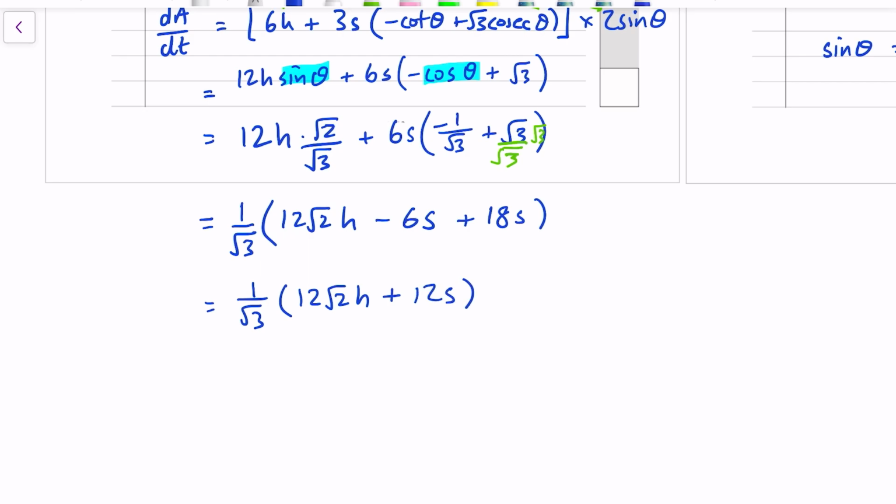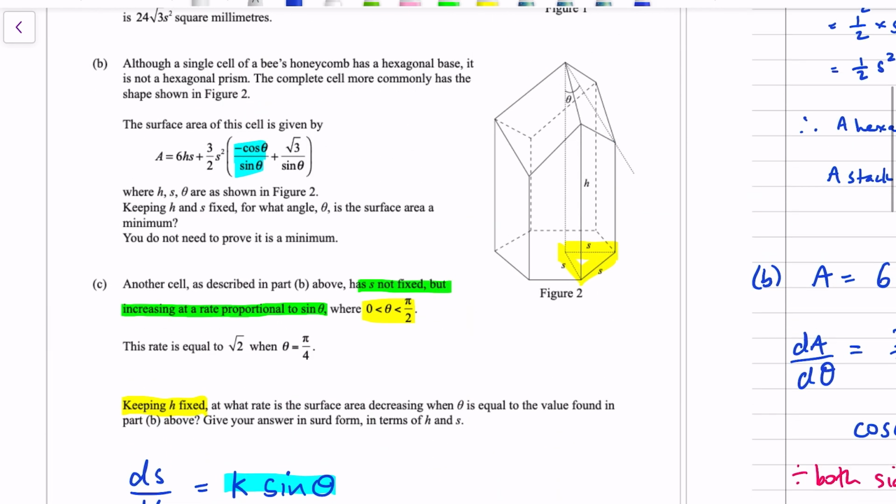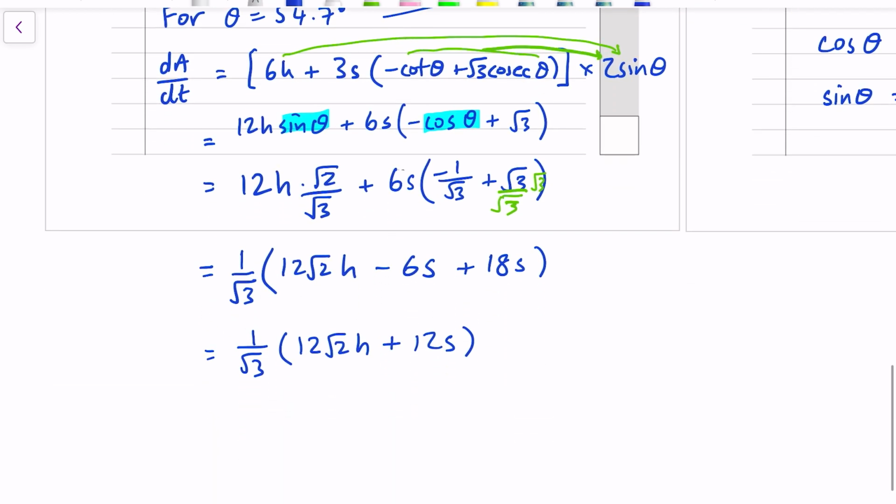An interesting thing there is that h and s are both positive. It's the height and the side length of the hexagon and the base. So we've actually just found that for this value of theta, the area is increasing, and the question asked us to find out what rate the surface area was decreasing. So it's actually a mistake in the exam, and it's kind of reflected in the schedule. It says the negative sign is not needed, but the problem's actually wrong. We've got dA dt as a positive number. Okay, that's the solution to the problem, and we'll catch you in the next video.